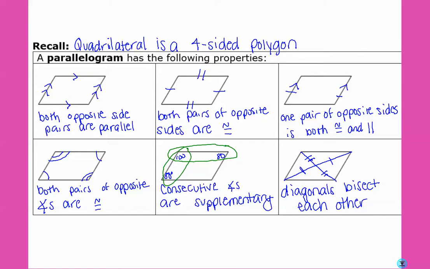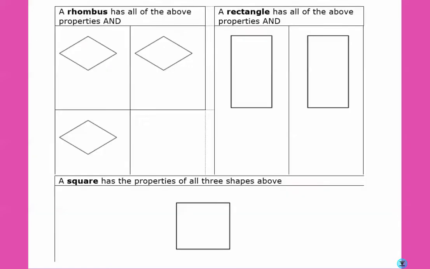Now, some more specific types of parallelograms are the rhombus, the rectangle, and the square. So a rhombus has all the properties that we just listed, and we also know that all of the sides in a rhombus are congruent. So this side, and this side, and this side, and this side, all equal. The diagonals this way.